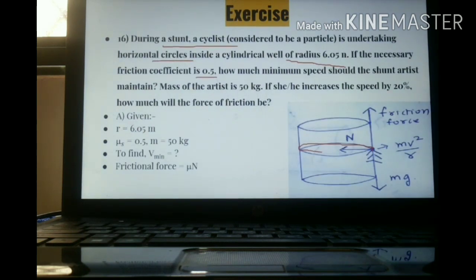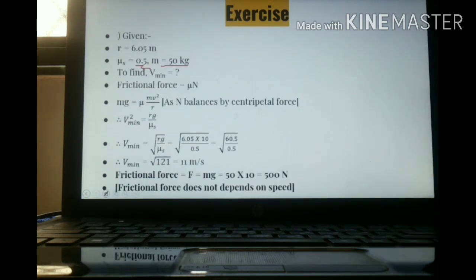Whenever this person is standing over here, there are two types of force acting. One will be the weight of this object, which will be downwards, and the frictional force, which will be in the opposite direction, upwards. But whenever this object is moving in a circular manner, there is one force directed inwards, that is the centripetal force, and the centripetal force will try to balance this normal reaction force.